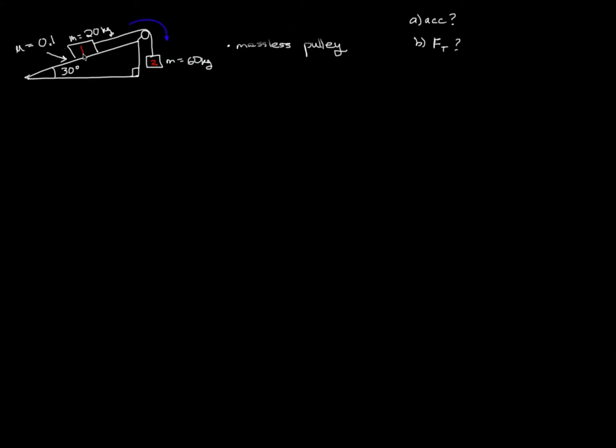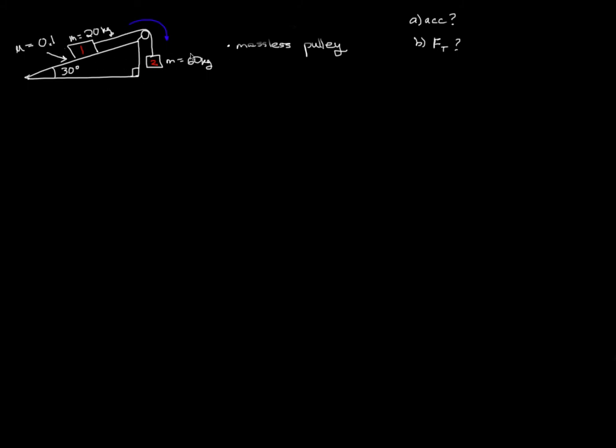In the last video, we had a box on an incline, and we looked at what was the net force acting on that box. In this video, we're going to take that same box that was on the incline, but we're going to attach it to another box using this pulley system, and we're going to see how that affects all the forces acting on this object.